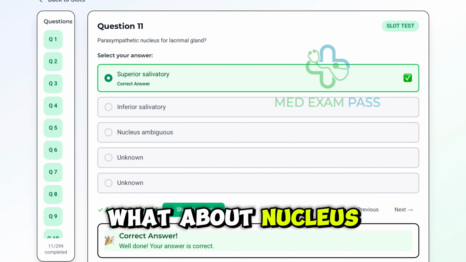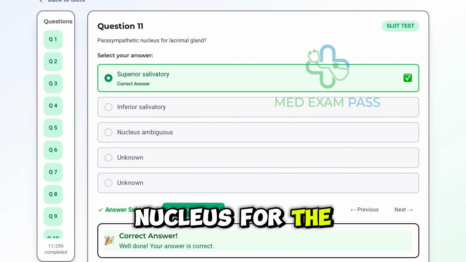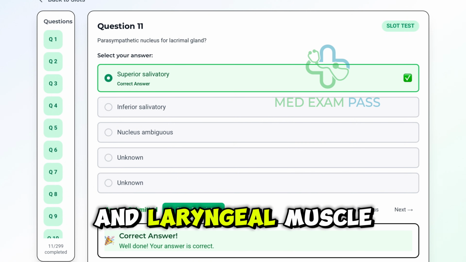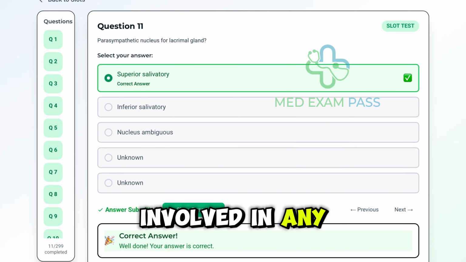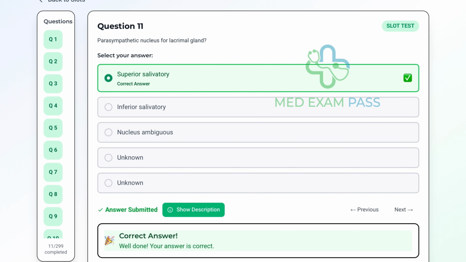What about nucleus ambiguus? Nucleus ambiguus is the motor nucleus for cranial nerves 9 and 10, providing motor innervation to the pharyngeal and laryngeal muscles. It is not involved in any parasympathetic secretomotor function. Okay. Next question.